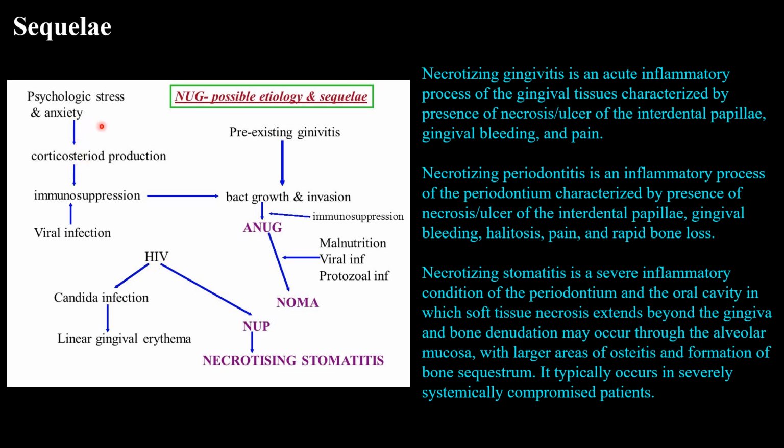So here we see that there is stress, anxiety, which results in corticosteroid production, which results in immunosuppression. So even the presence of pre-existing gingivitis, where the areas are conducive for bacterial growth and invasion, and malnutrition, already having viral infections, protozoal infections, etc. Patients with HIV, all predisposed to ANUG, which, if severe, untreated, goes to necrotizing ulcerative periodontitis, and in even more severely systemically compromised patients, it might extend or proceed into NOMA.